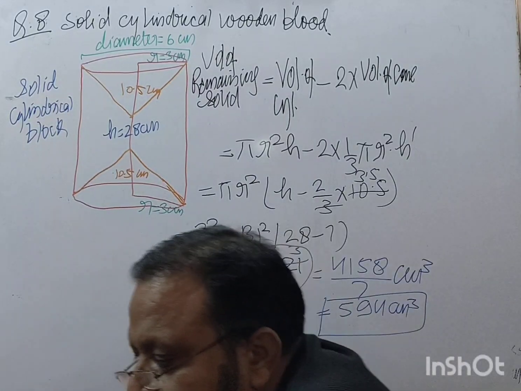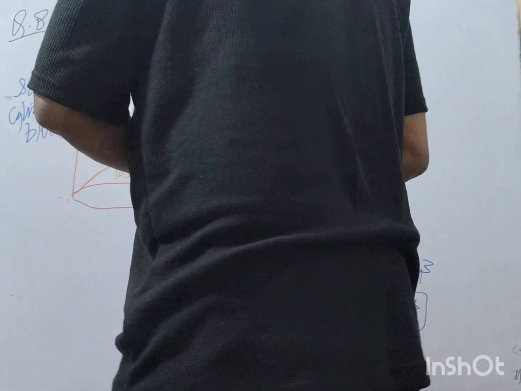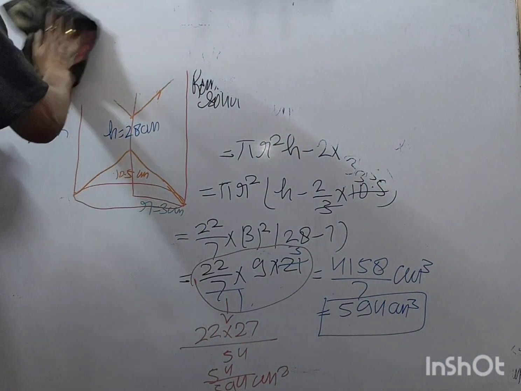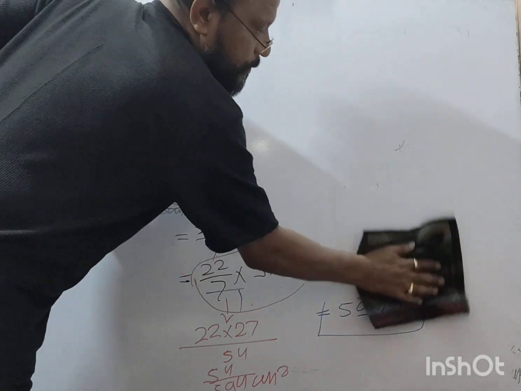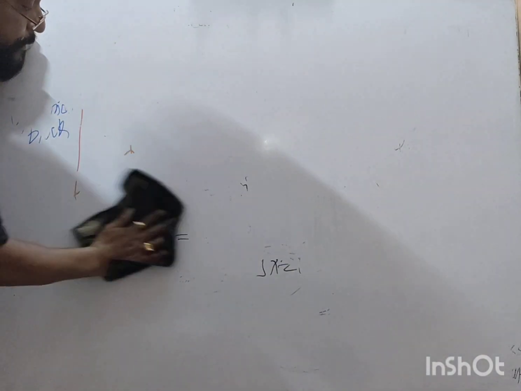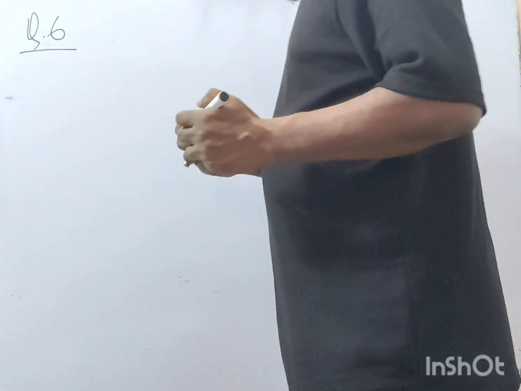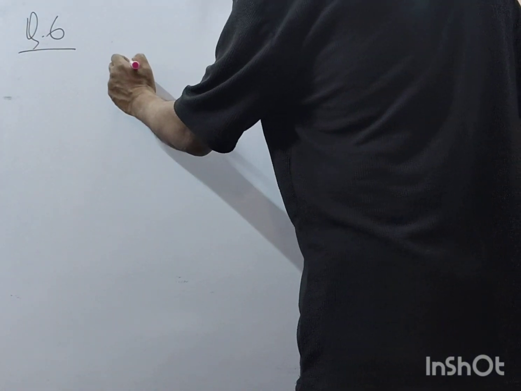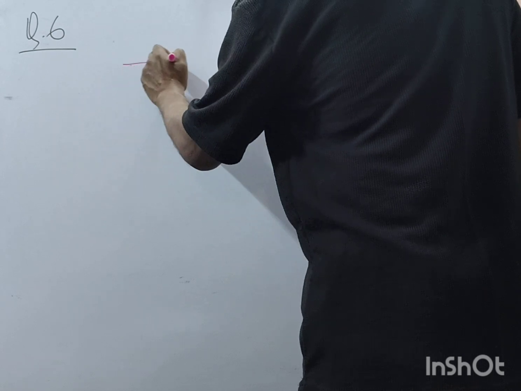This was question number 8. What is question number 6? Come to 6. It is saying a cubical box with side of 7 centimeter. Cubical, like this.